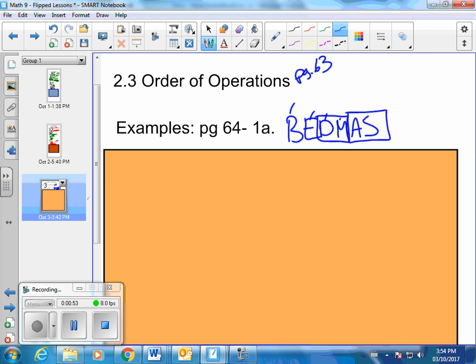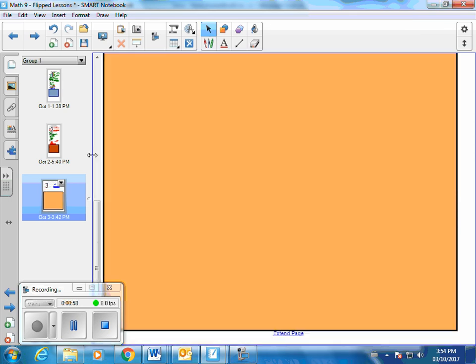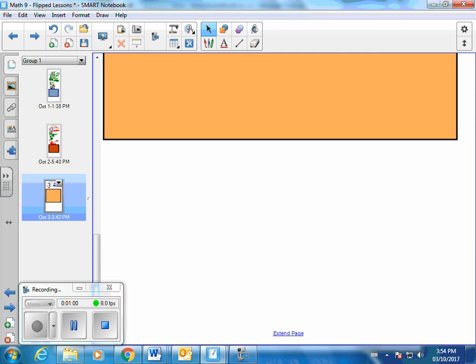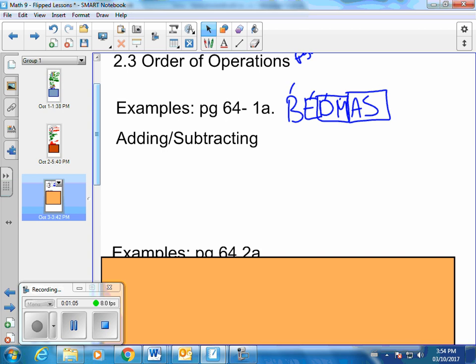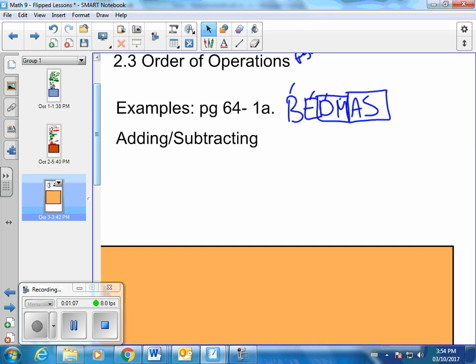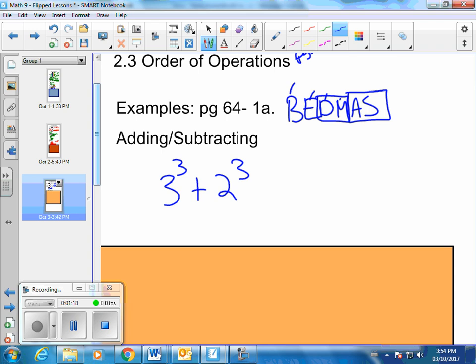So when we're looking at examples, if we look at the very first one, I need to make this page way longer. If we look at the very first example, 3 cubed plus 2 cubed. Sorry, this is actually 3 squared plus 2 cubed. Now this can look a little bit confusing.